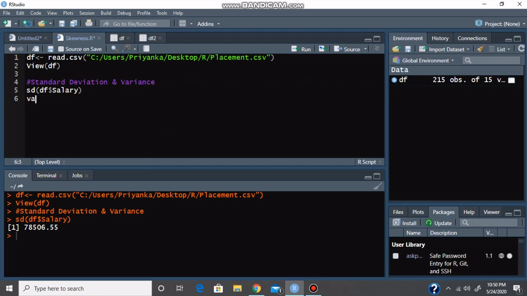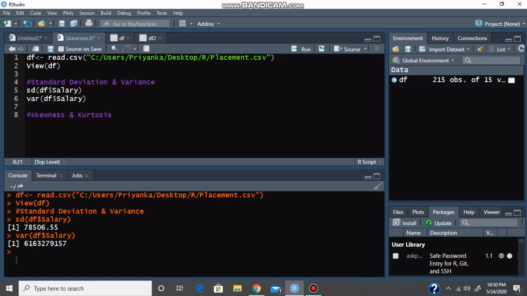Now if I have to calculate the variance, the function is var, and in the same manner I'll apply the variance over the salary section from the data frame, and when I run this I get the variance as this particular value here. Now let's come to the next part, that is skewness and kurtosis. So next we would be looking into skewness and kurtosis.